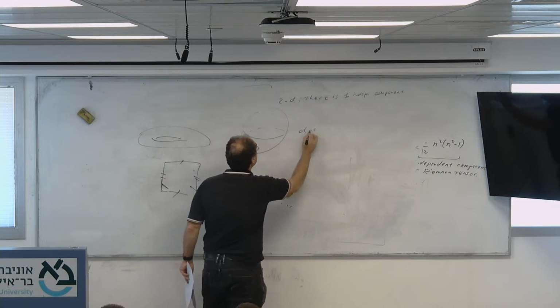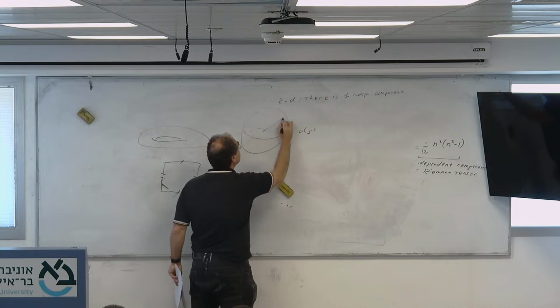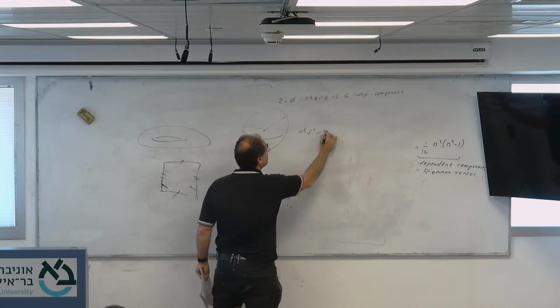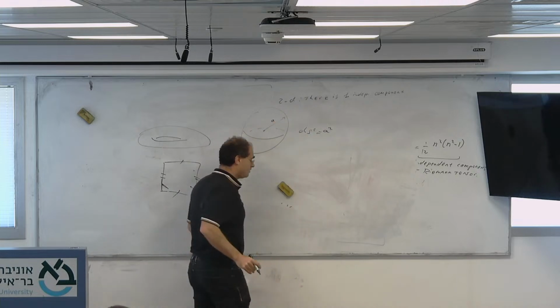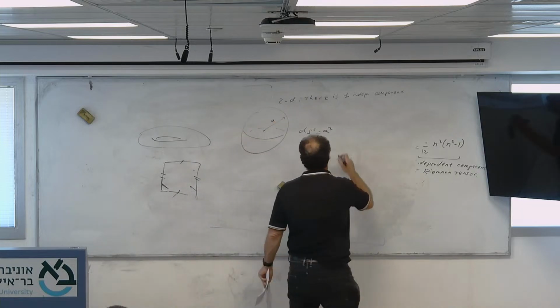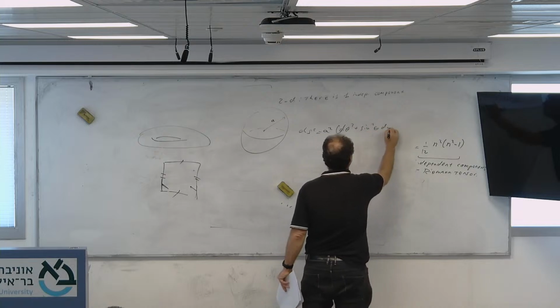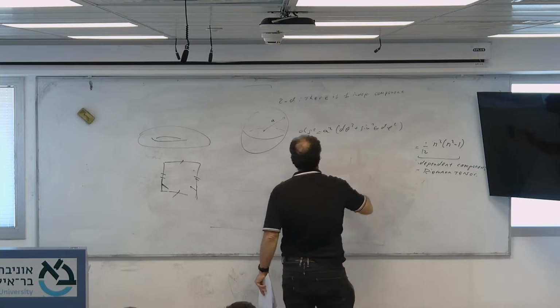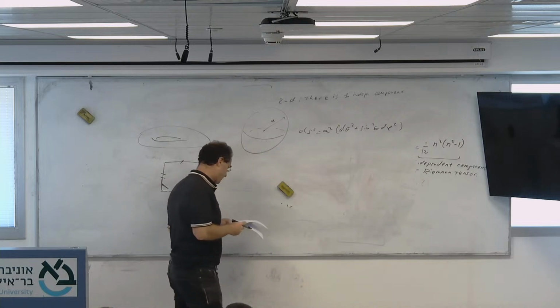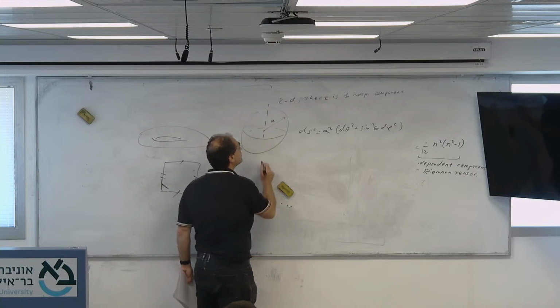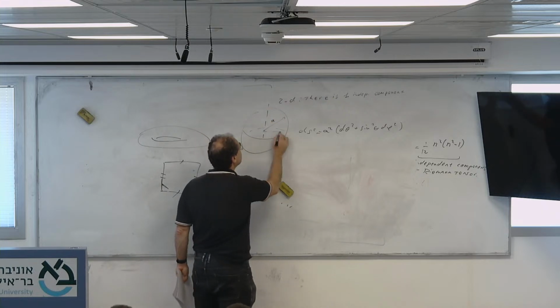I'm talking only about the surface of the sphere, right? So let's say a squared, I call it A squared. We'll have ds squared equals A squared times d theta squared plus sine squared theta d phi squared. A is the radius.